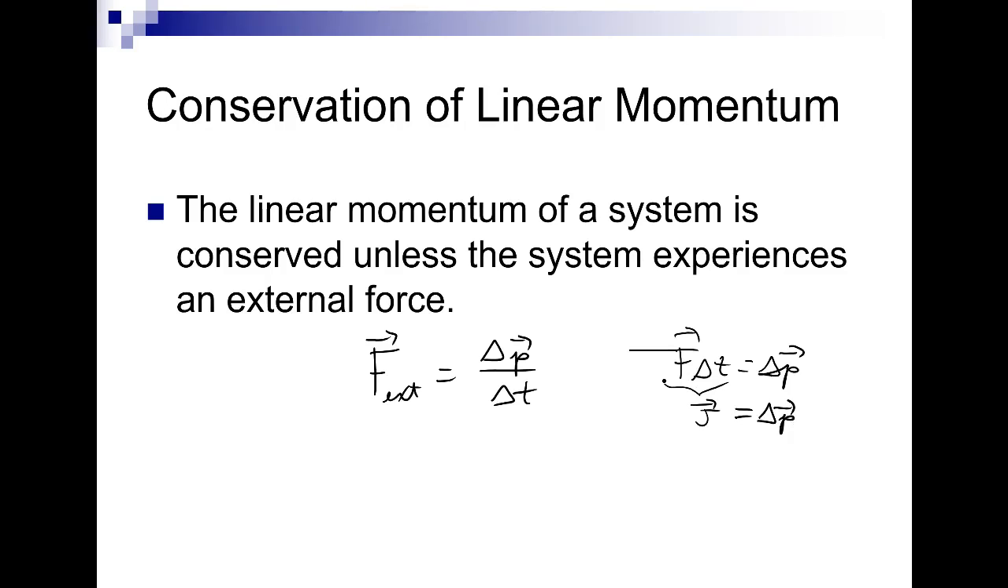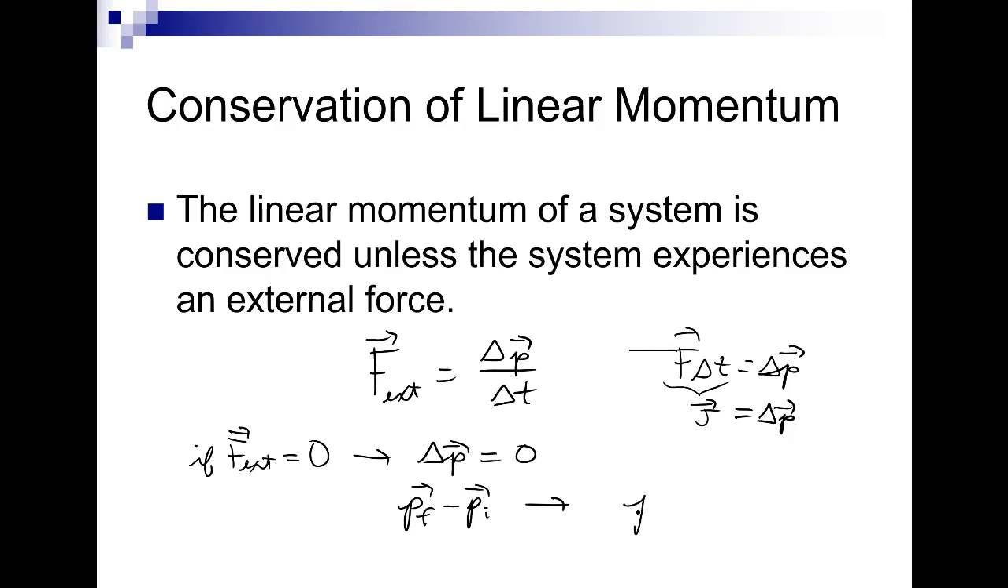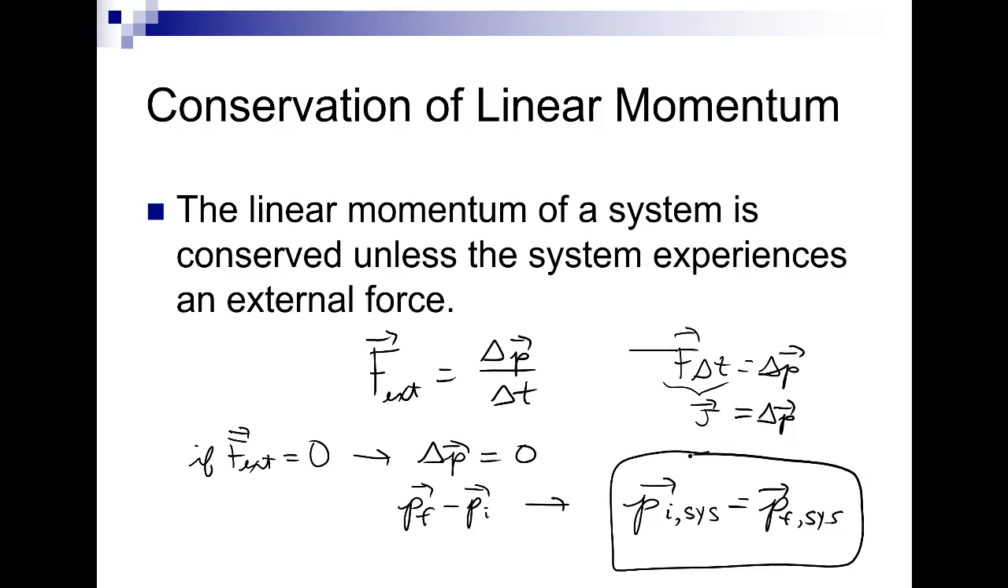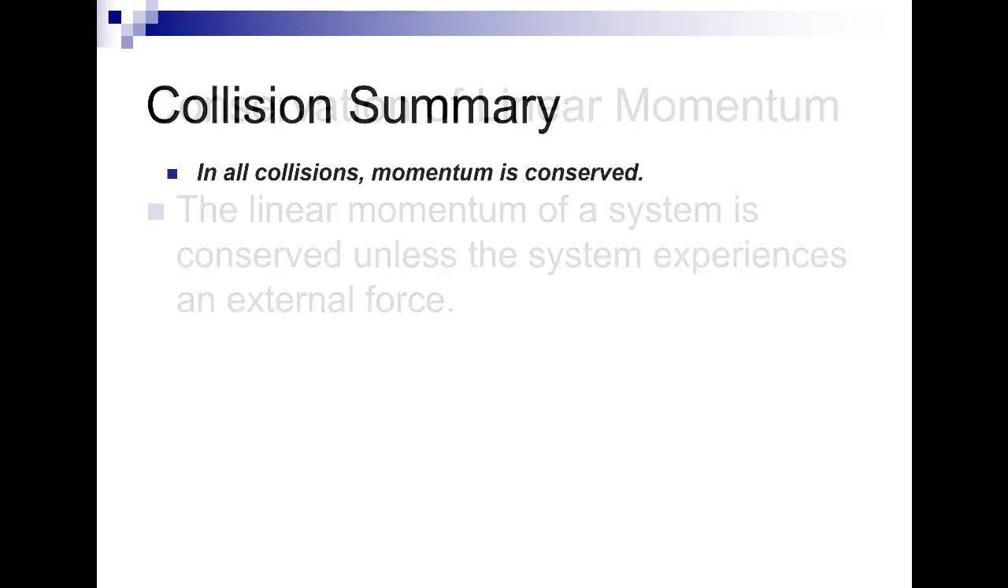So you can see that if the external force acting on a system is zero, then delta P must also be zero. Now delta always means final minus initial. So this means that the initial momentum of the system must equal the final momentum of the system. And this is something that we can apply to many different situations. So let's talk about the specifics of this.